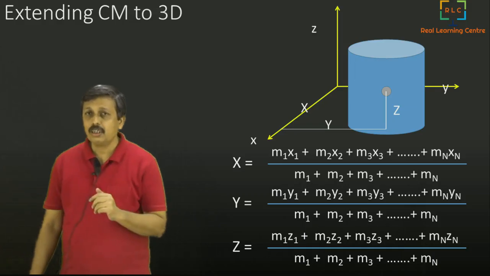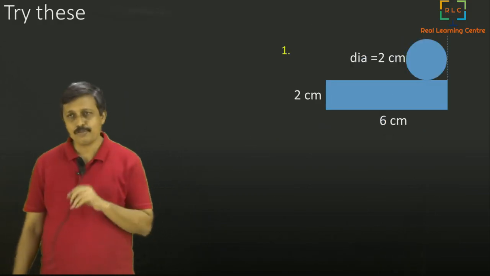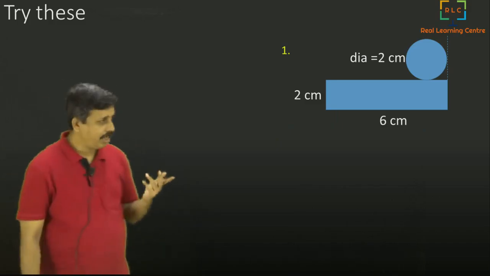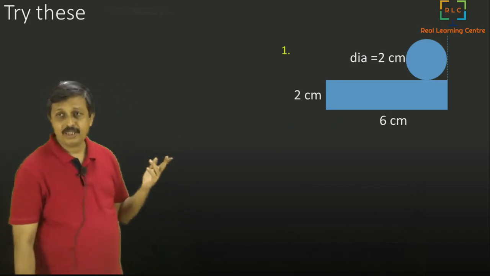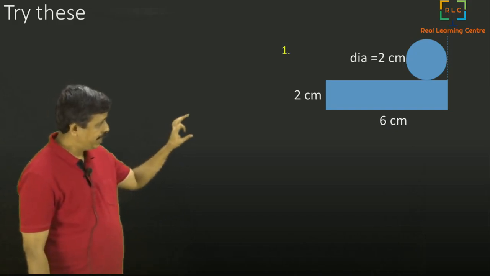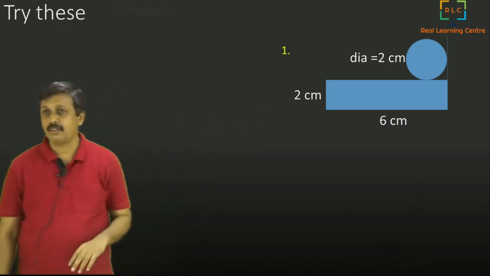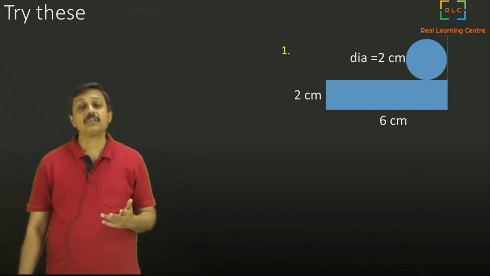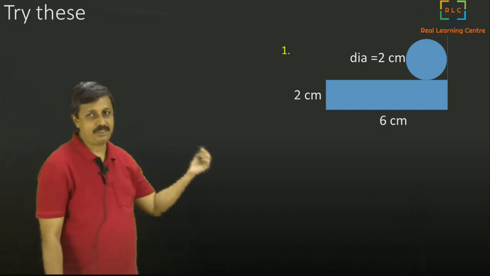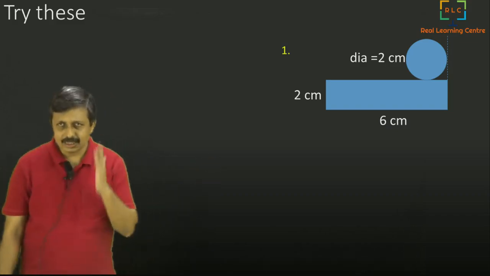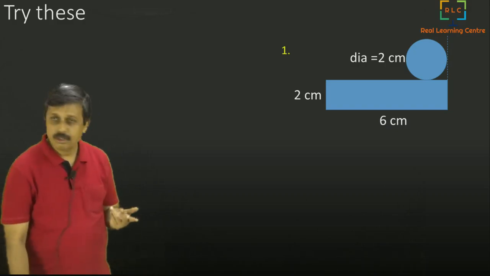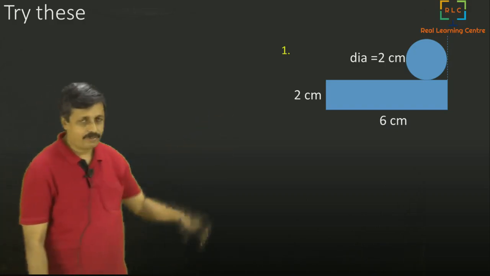So now let me give you some small homework. Now try these things. I have an object which has a rectangular piece and a circular piece of a given diameter. So please find out the center of mass for such an arrangement, using the same formula, whatever we have in the data. And one more you can do, the second one. This is very straightforward, you can do it.